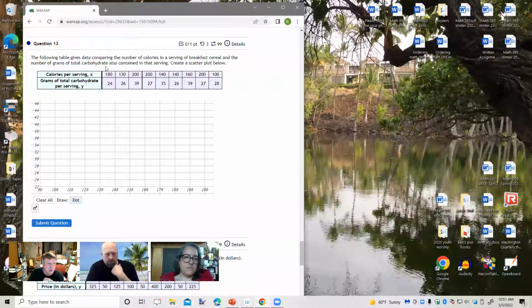So this says the following table gives data comparing the number of calories in a serving of breakfast cereal and the number of grams of total carbohydrate also contained in that serving. Create a scatter plot below. So this is not going to be a bunch of connected dots. It's going to be just a bunch of dots. All right. So my first point is at 180, 24. So 180 here, 24 right there.